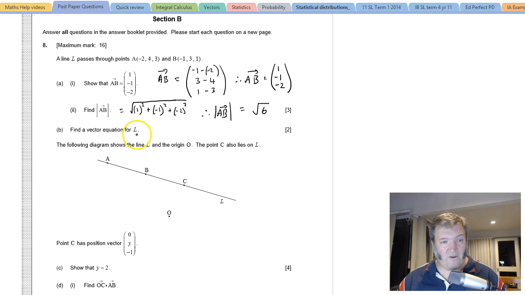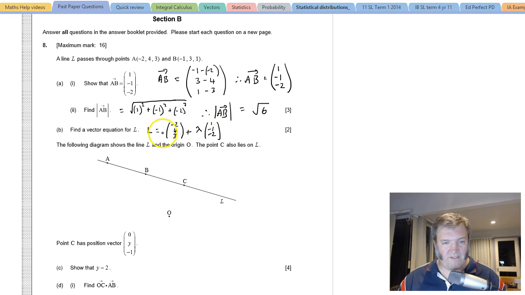Find a vector equation for L. If L is a line going through those 2 points, what are the things we need for a vector equation? We need some sort of direction vector, and we need a point. So I'm going to go with one of the possible ones, which is L is, and let's just choose point A, -2, 4, and 3, plus some sort of multiple. Do we want to use lambda? I'm going to use lambda, why not? By some multiple of that direction vector, 1, -1, -2.